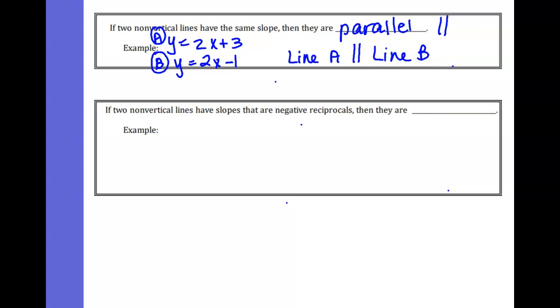Now with perpendicular lines, if two non-vertical lines have slopes that are negative reciprocals or opposite reciprocals, then they are perpendicular.